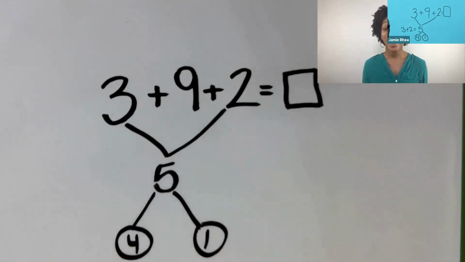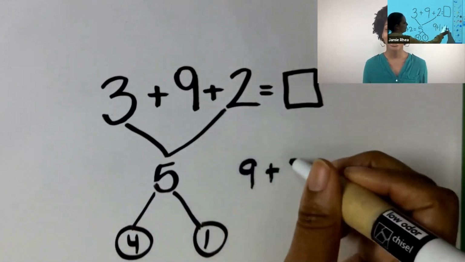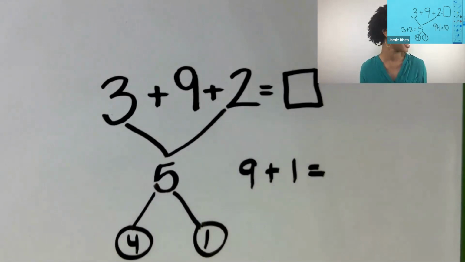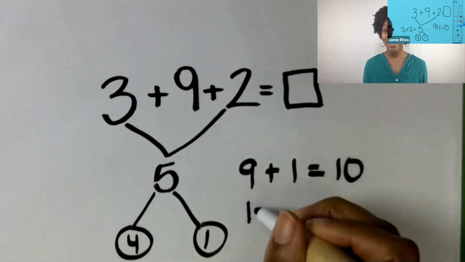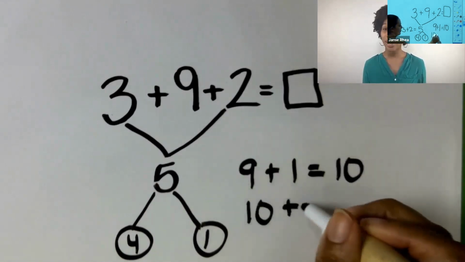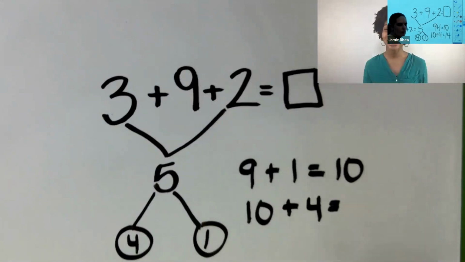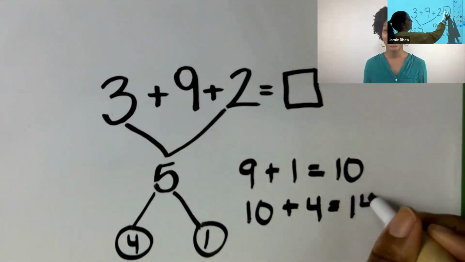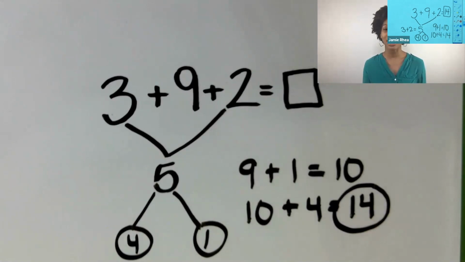Now, we can add 9 and 1 together. 9 plus 1 equals? Yes, it equals 10. 10 and 4 more equals? Yes, it equals 14. So 14 children took this poll.